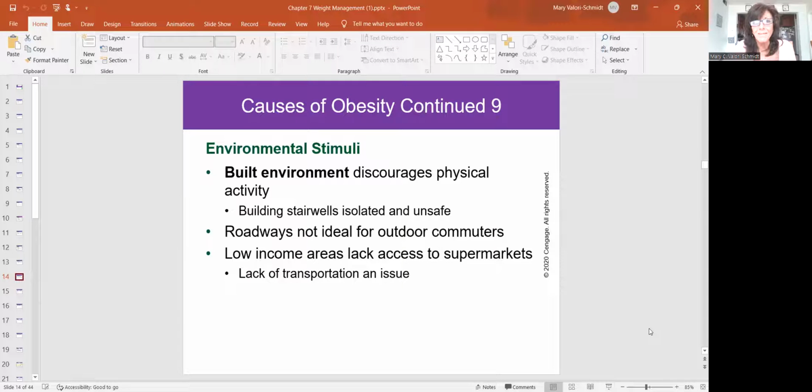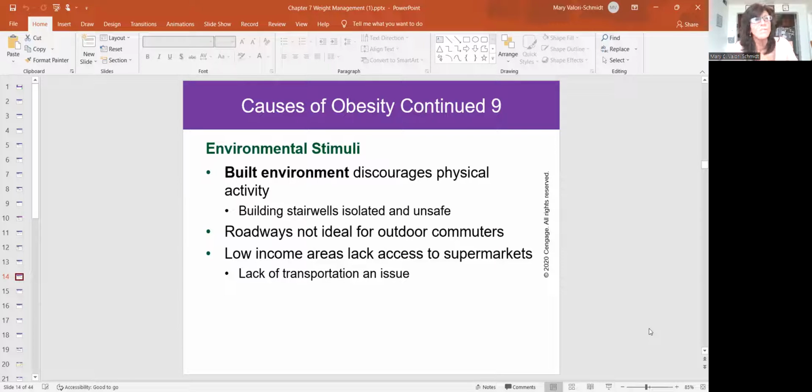Your environment can sometimes discourage physical activity. Where are the stairs? Way back there in the dark. Well, if they're isolated and not safe, you're not going to use the stairs, you're going to use the elevator. Where can you walk? Roadways usually are not the best for outdoor commuters.